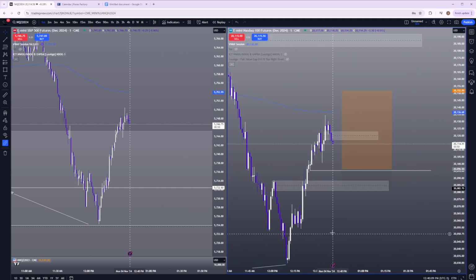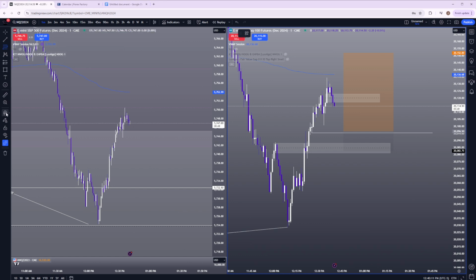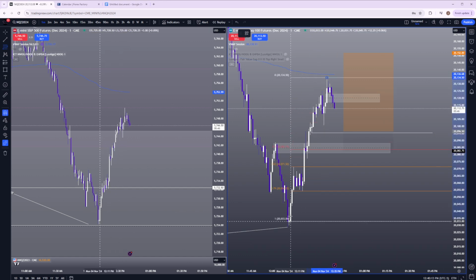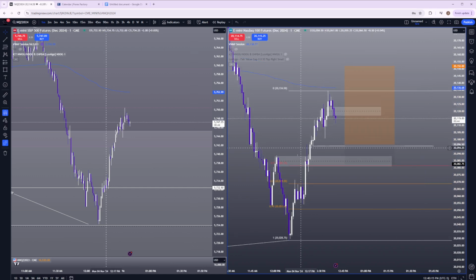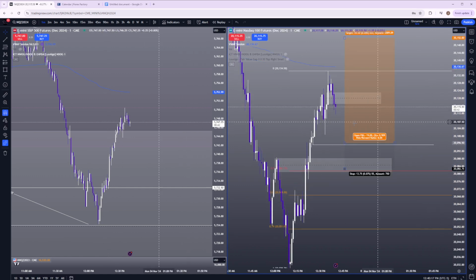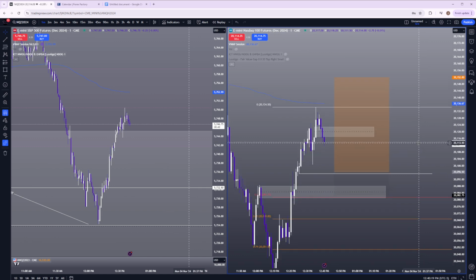Let's pull back here. Let's see some nice pullback here on this little 1 minute dealing range. Trade back into the breaker would be nice. Back into the 5 minute would be nice.